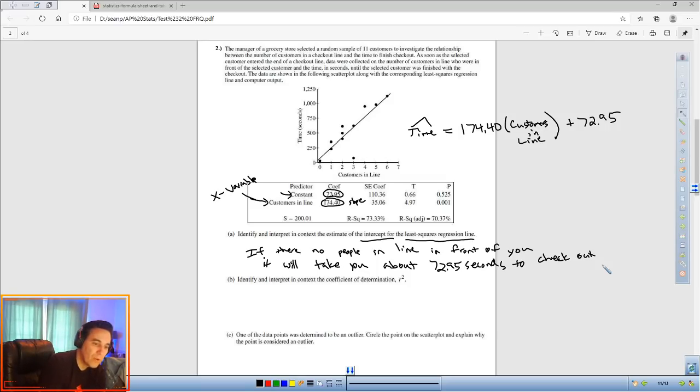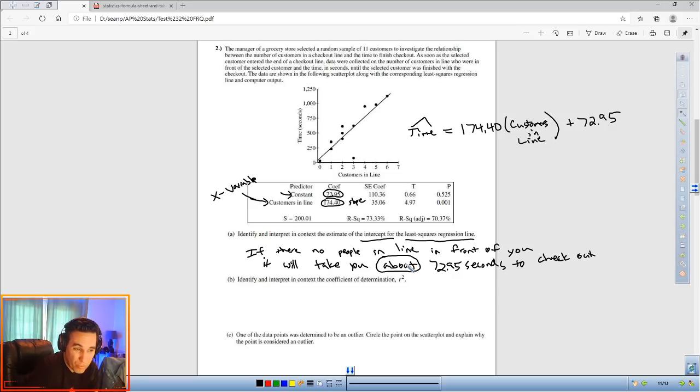That's me interpreting the y-intercept. Remember, you need to have the gray word when you're interpreting on this stuff. If there were no people in line in front of you, we predict it would take about 72.95 seconds. Predict is a gray word, about is a gray word, on average is a gray word. Remember, we have to put those words in.